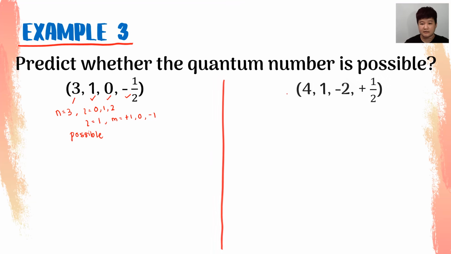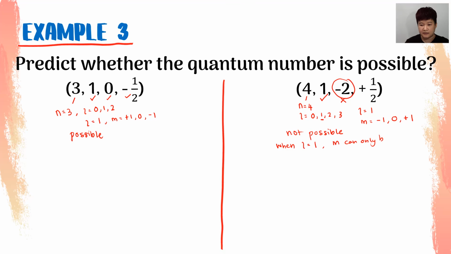Next, n equals 4. So when n equals 4, L can be 0, 1, 2, and 3. So yes, L can be 1. So when L equals 1, M can only be negative 1, 0, positive 1. So negative 2, no. Not possible. Why is that not possible? Because when L equals 1, M can only be negative 1, 0, and positive 1.